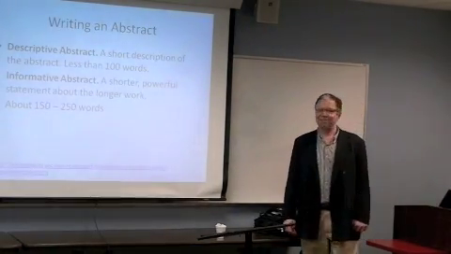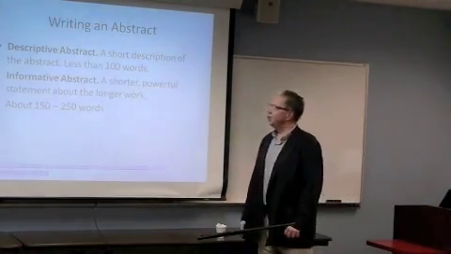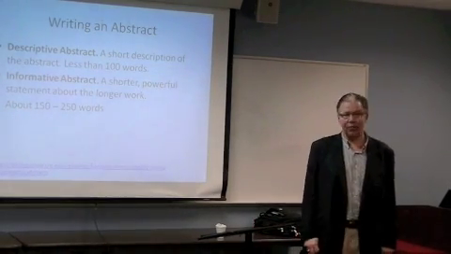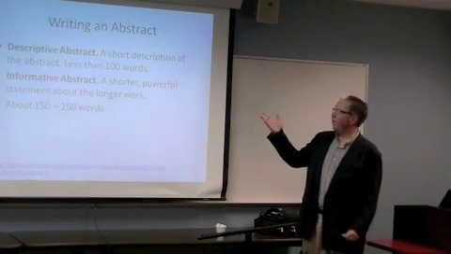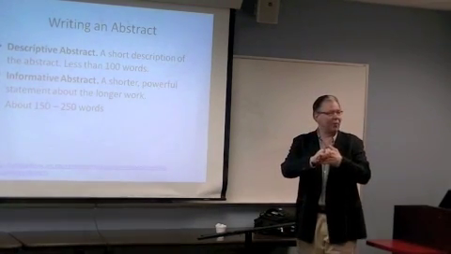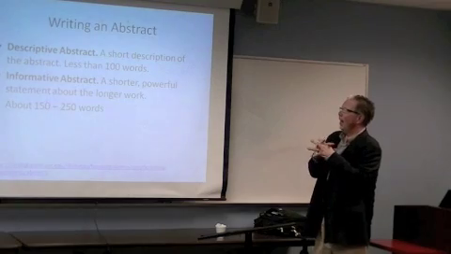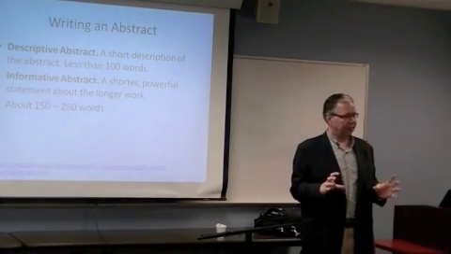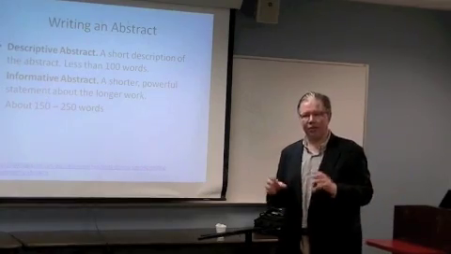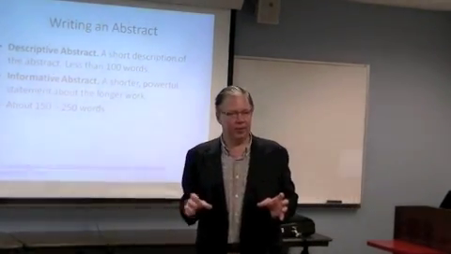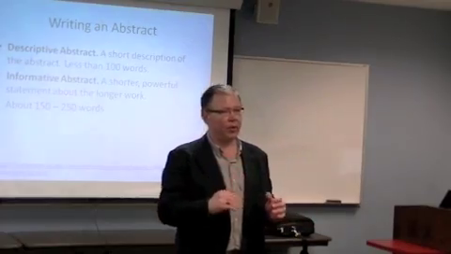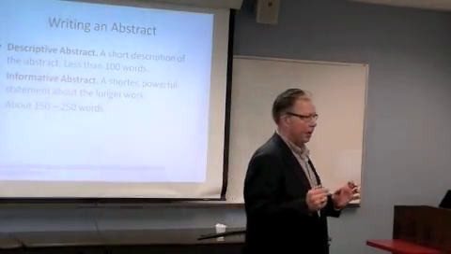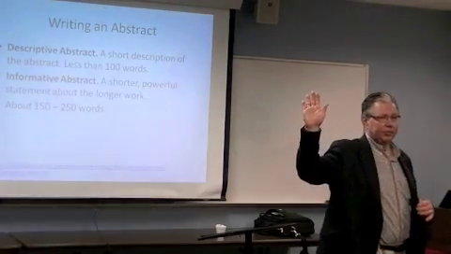Writing an abstract then. A descriptive abstract is a short description of the actual larger abstract, of less than 100 words. An informative abstract is what is going to be your project you're going to do. It is a short, powerful statement about a longer work. It isn't a copy of what is in your paper, but it outlines your whole paper in 250 words or less. All right, how many have written an abstract before?